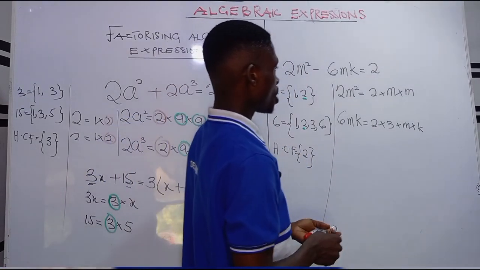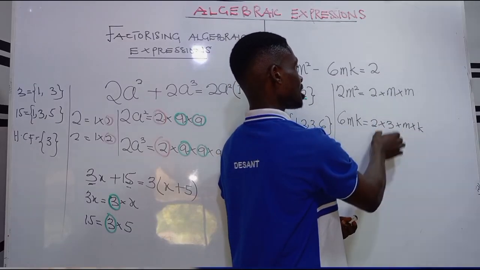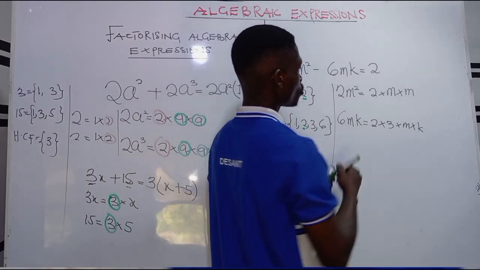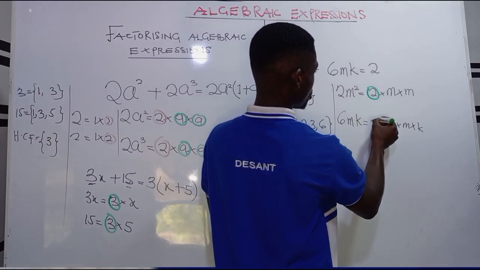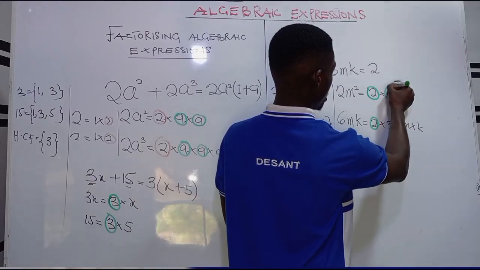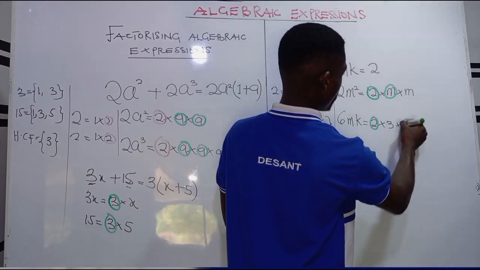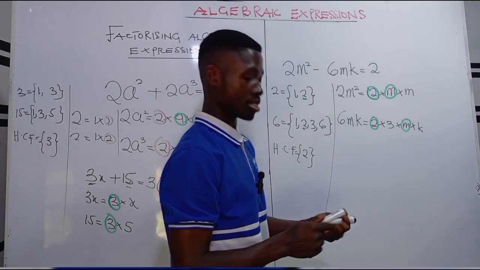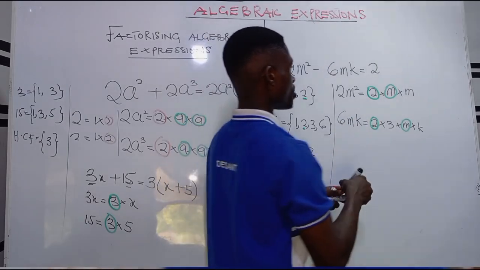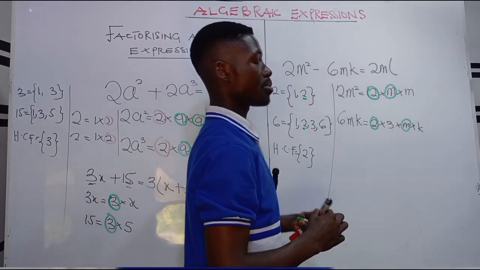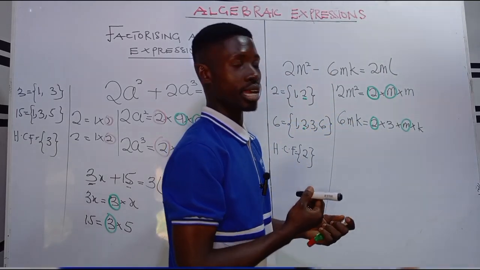So after that, we look for the factors that are common to these very terms. We can see that 2 is common, and m is also common, m is common here, m is common here. So these are the common factors for these terms, so we bring them outside the bracket. So we have 2m. Then you write the rest inside the bracket.